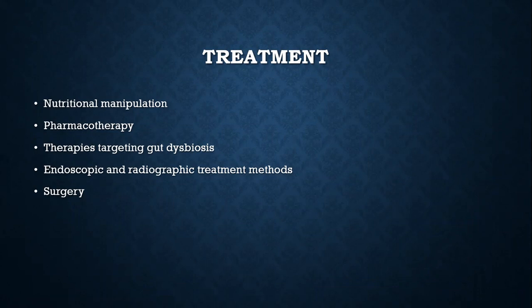So the treatment of any GI disease can be classified in 5 categories. I told you food has a close relationship to any symptom of the GIT. So reducing or changing the food intake can modify the symptom. That's called nutritional manipulation. We have a set of drugs in the GIT that come under pharmacotherapy. And since I told you gut dysbiosis is one important entity, an upcoming theory, it is said that most of the diseases of the GIT are caused by gut dysbiosis. So changing the bacteria of the GIT is one therapy which is suggested. And invasive procedures include endoscopic and radiographic treatment methods and surgery.